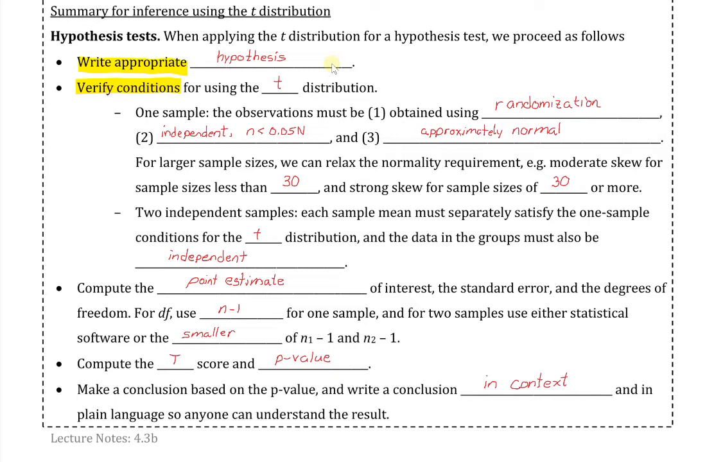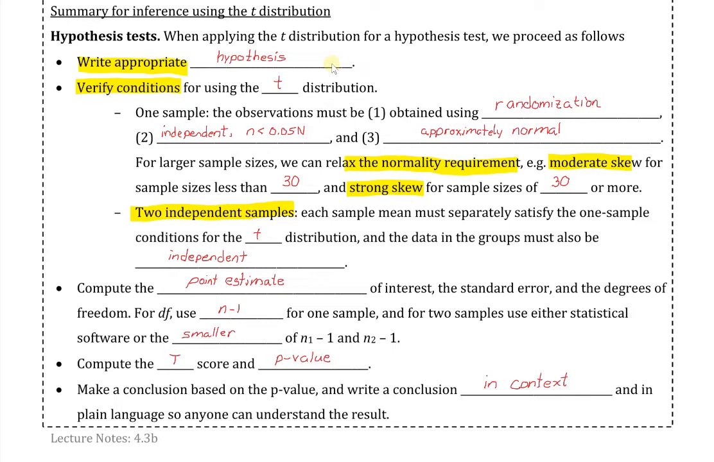For larger sample sizes, we can relax the normality requirement. There can be moderate skew for sample sizes less than 30, and strong skew for sample sizes of 30 or more. If we're talking about two independent samples, each sample mean must separately satisfy the one sample conditions for the t-distribution, and the data in the two groups must also be independent.